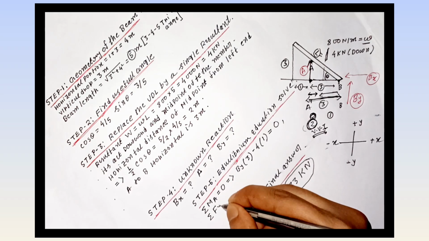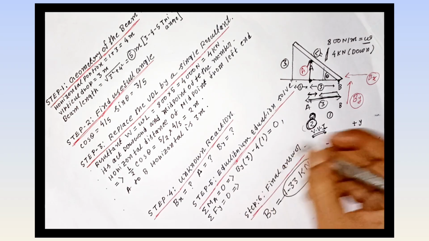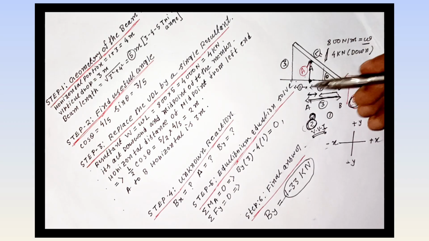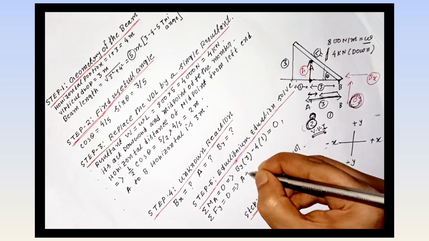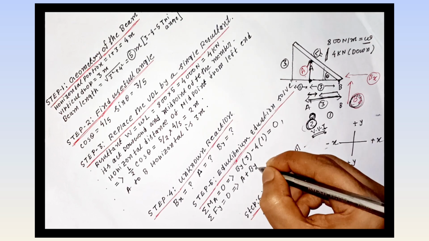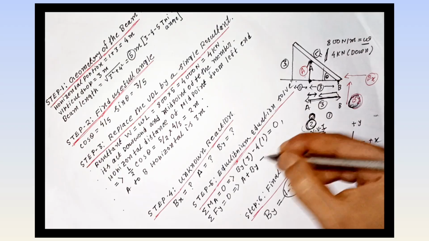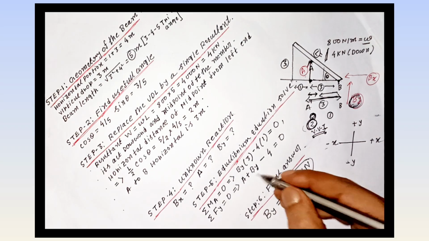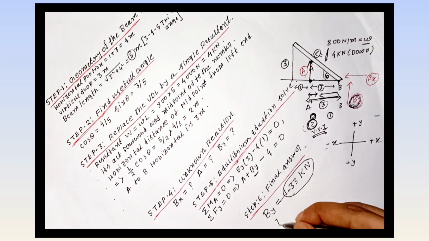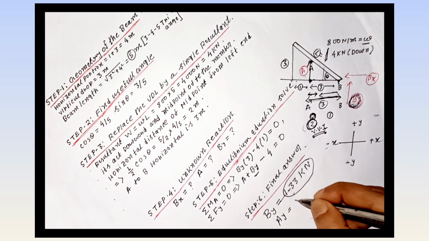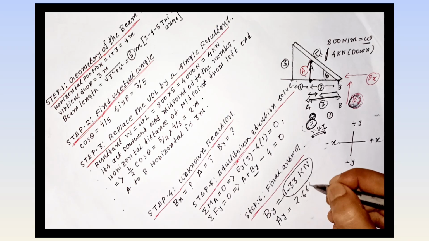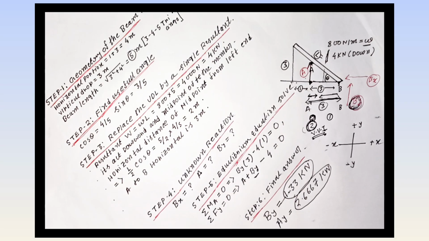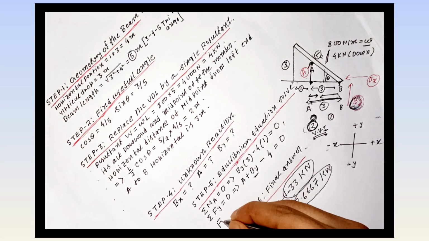Anyway, summation of Fy equal to 0. Here along the y axis, two forces are upward. A is upward, By upward, that's why positive. A plus By, and negative downward, only 4, equal to 0. We know the value of By. Putting the value of By, we automatically find A. A is 2.6667 kilonewton. So finally By and A we got.